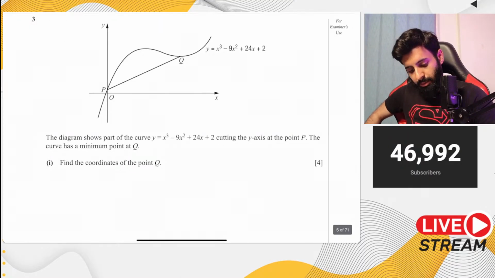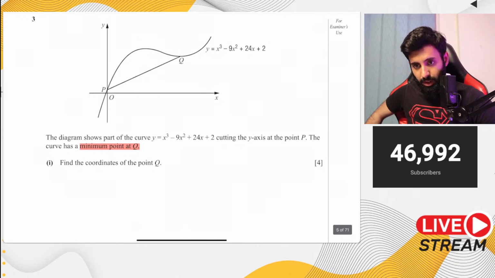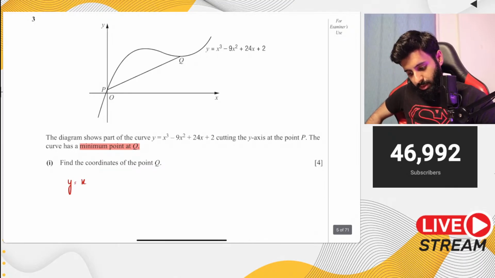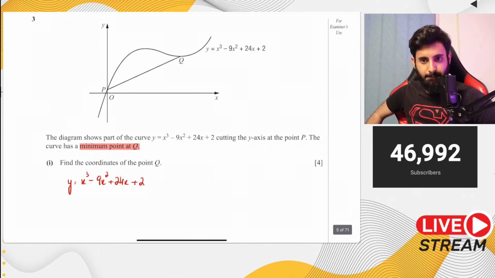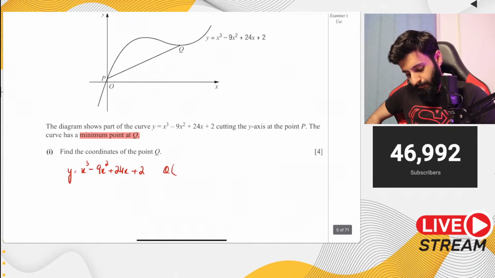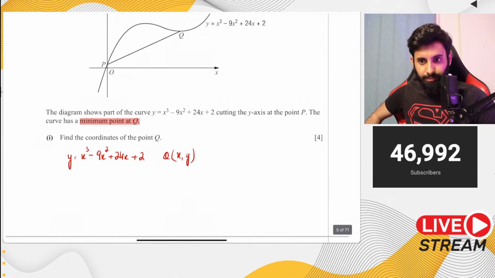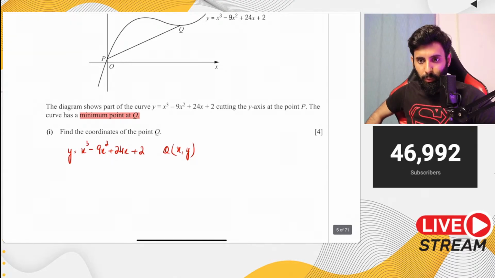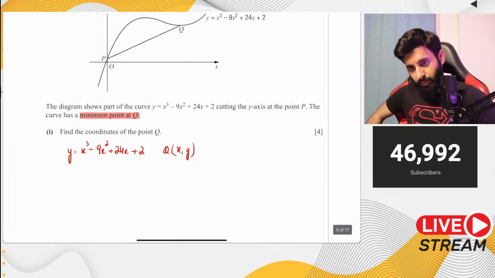All right, question for you guys, how do we find out the minimum point? If we have the equation of the curve and we're asked to find out the minimum point, how do we do that? Y equals x cubed minus 9x squared plus 24x plus 2. Differentiate, dy by dx equals 0. Good job. So 3x squared minus 18x plus 24, and we set this equal to 0.